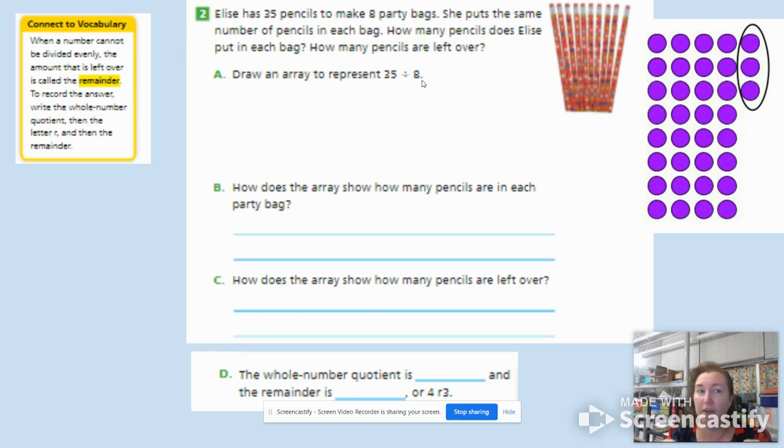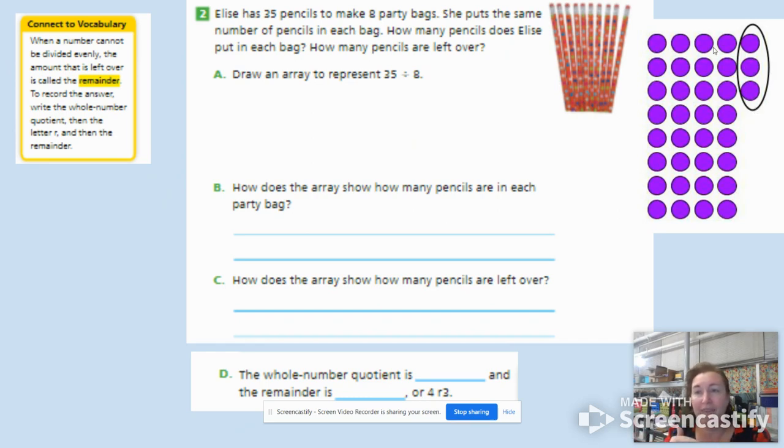Now, we learned as third graders that arrays are equal rows. So we knew we needed to have 8 rows, 1, 2, 3, 4, 5, 6, 7, 8. And then we distributed those 35 pencils, or circles in this case, evenly into those 8 rows. But when we got done, we realized there were 3 that were not going to make even rows. So those 3 were going to be left over.